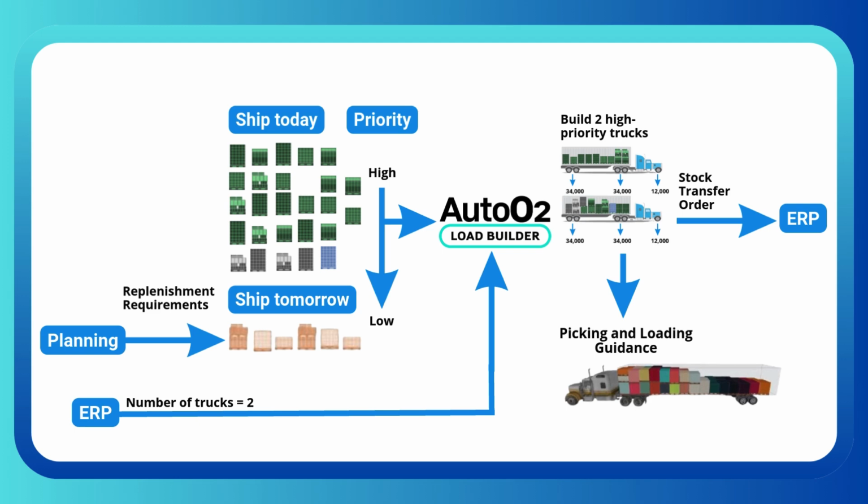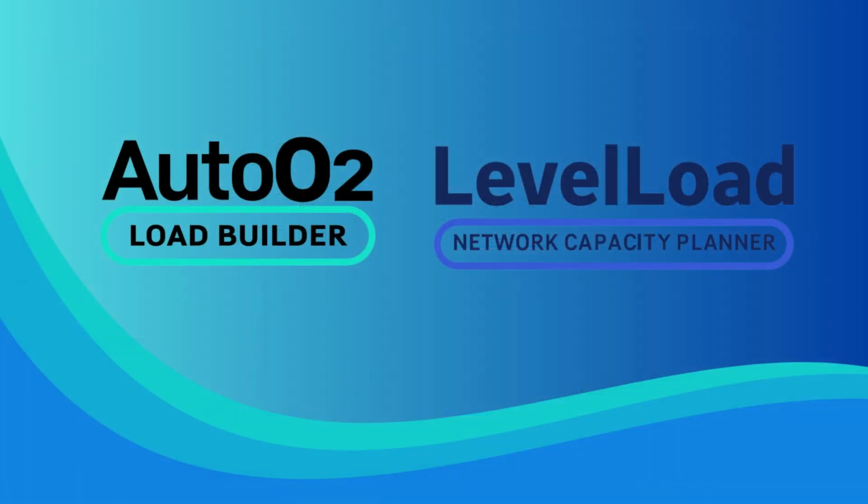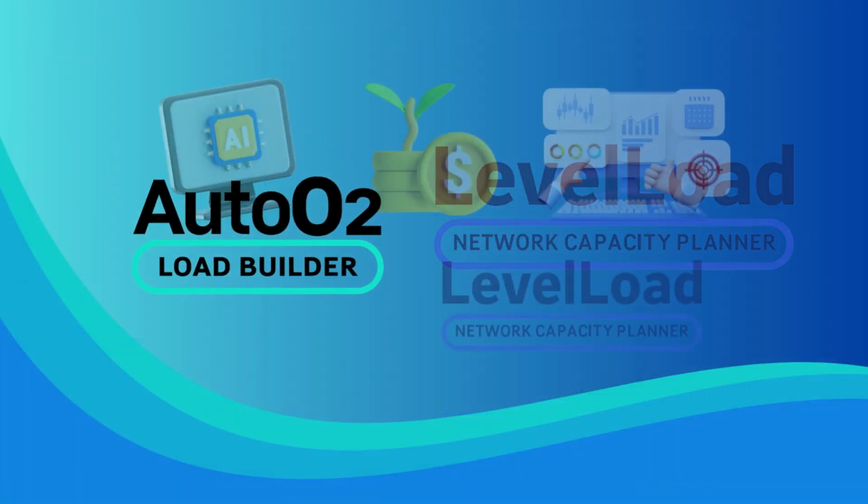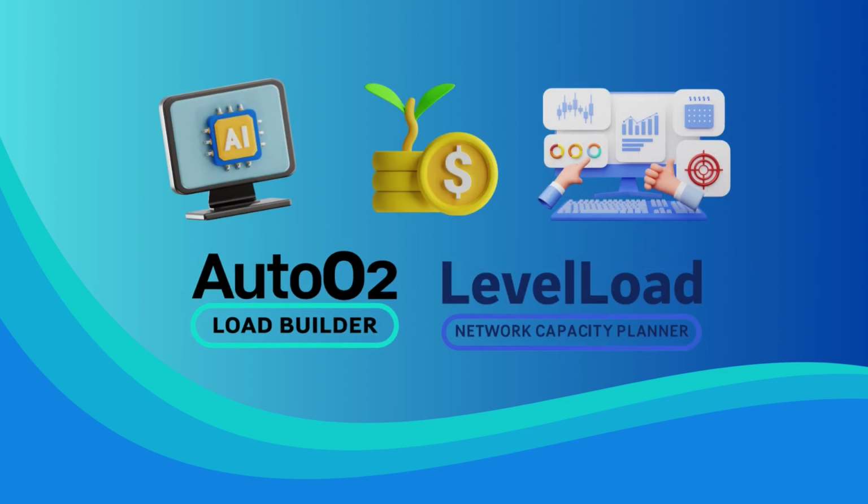AutoO2 determines picking and loading guidance. It provides detailed instructions on how to pick and load the items onto trucks efficiently, reducing errors and improving productivity. By integrating these powerful tools, businesses can streamline their operations, reduce costs, and improve logistics performance.